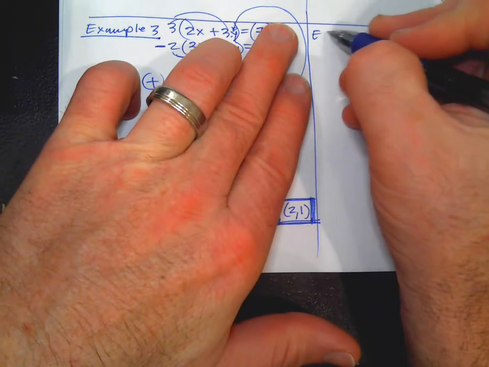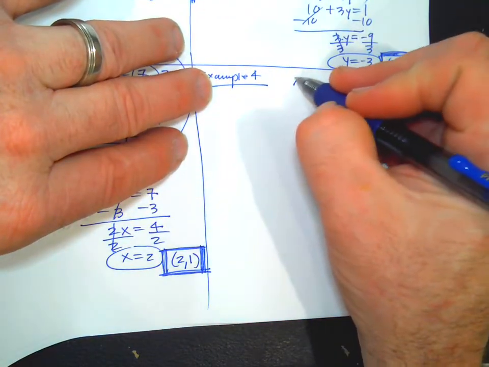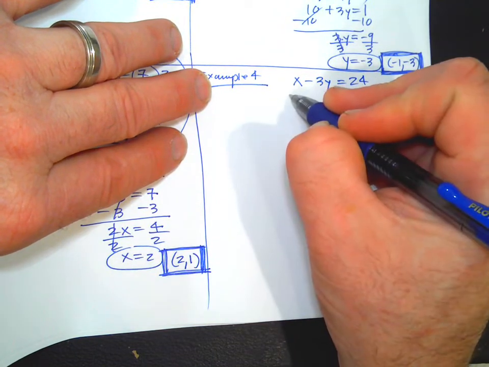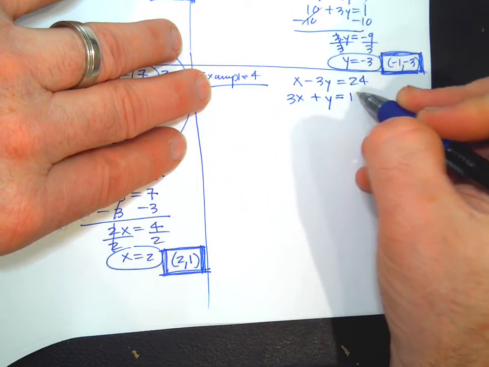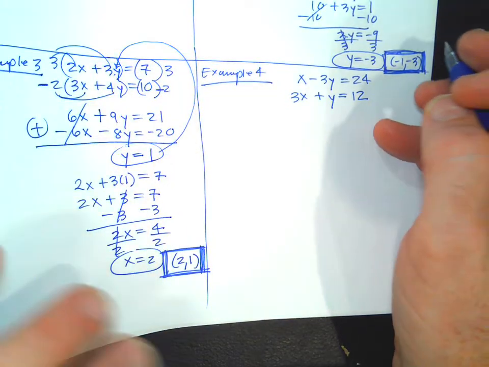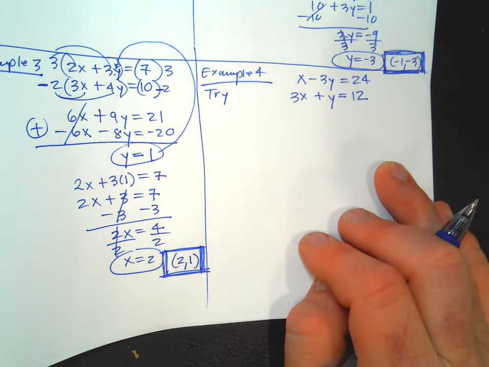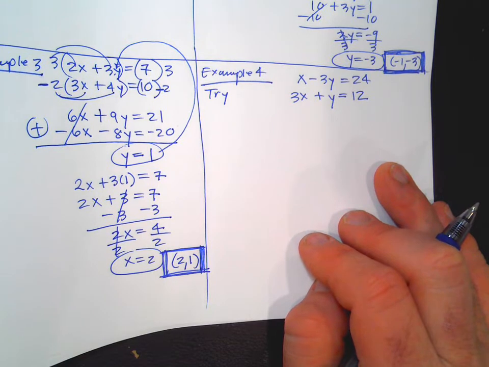All right, example 4. The problem is x minus 3y equals 24, and 3x plus y equals 12. Now, what I want you guys to do is to go ahead and pause the video and try this problem yourself. Let's see if you got the hang of it. It's going to be a lot better if you try it now before you start working on your own. So pause the video, try this problem, see what you get, unpause it, and you can see how you did.